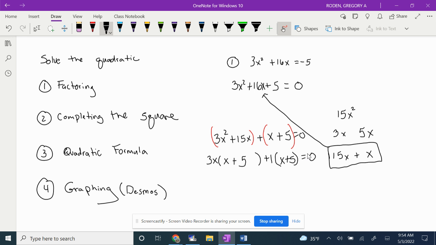Now, why is that good? Now I'm going to factor out an x plus 5, because that's a common factor in both this term here and this term here. Both have a common factor of x plus 5. So I'm going to factor out the x plus 5, and what's left over? Well, what's left over is 3x here plus the 1, and that equals 0. You guys see that?